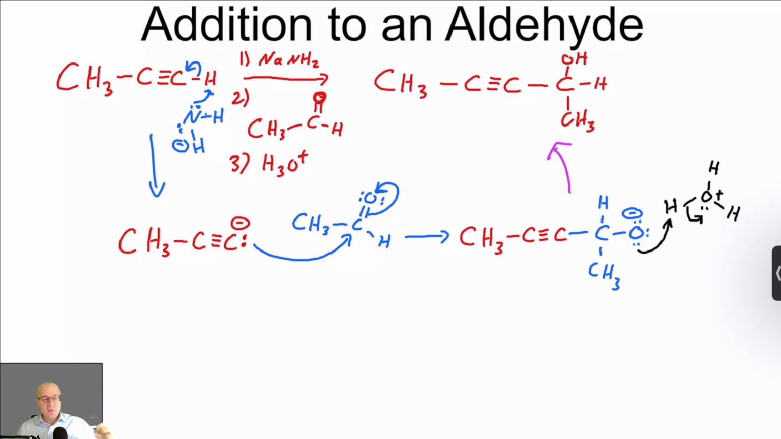Now you'll notice from the primary alcohol to the secondary alcohol, the mechanism was exactly the same. The arrows didn't change. Nothing changed except for the aldehyde. It went from being formaldehyde to any other aldehyde.